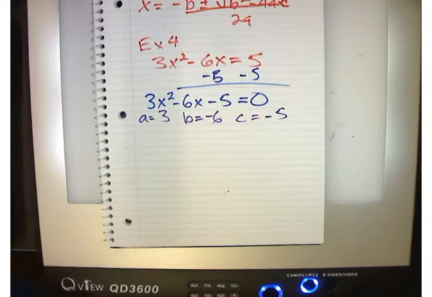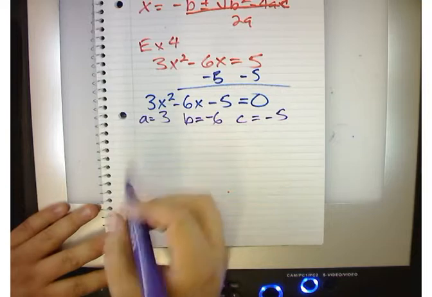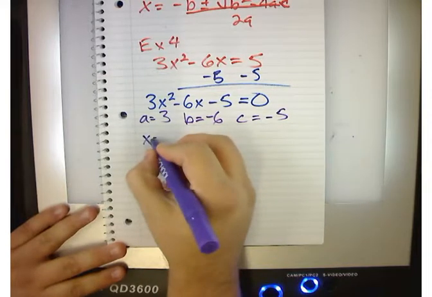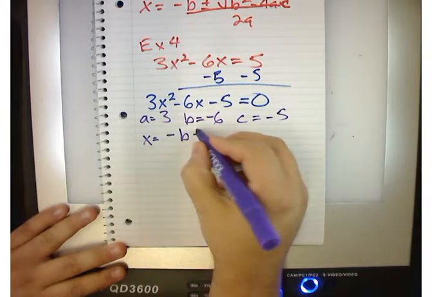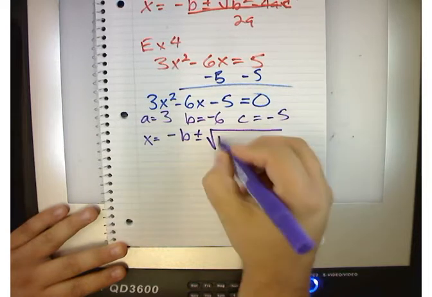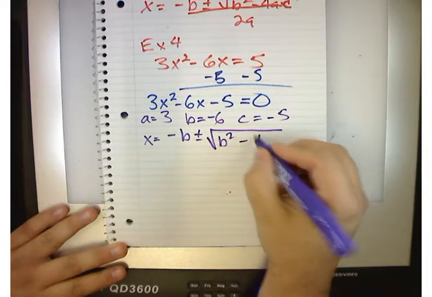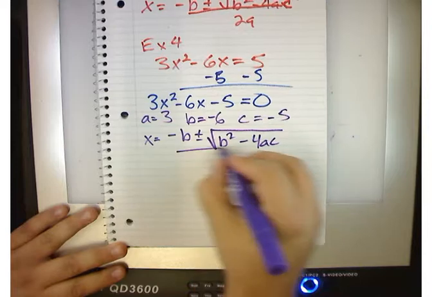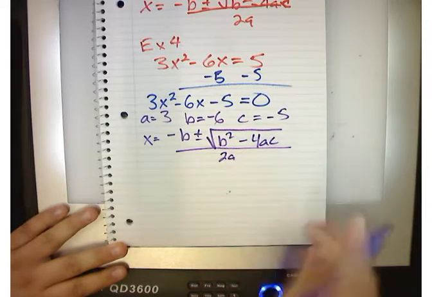Now to solve where this is going to cross the x-axis, the roots, or the solutions, or the zeros, it's a lot of stuff, I'm just going to plug all this into that formula. So I'm going to say x is equal to negative b plus or minus the square root of b squared plus, or I'm sorry, minus 4ac all over 2a. Whew, that's a lot of work.